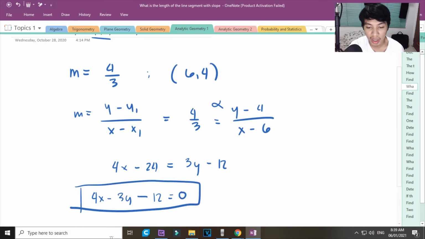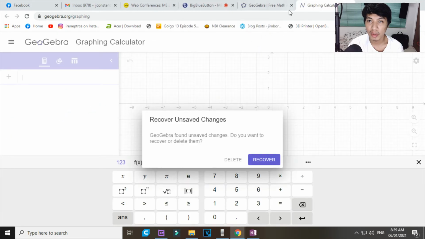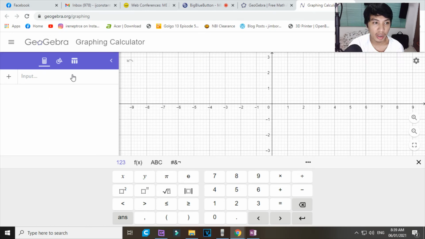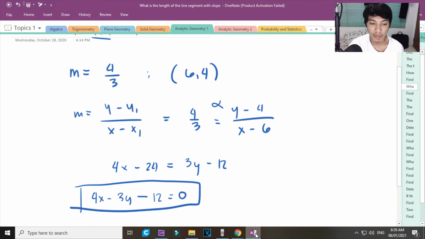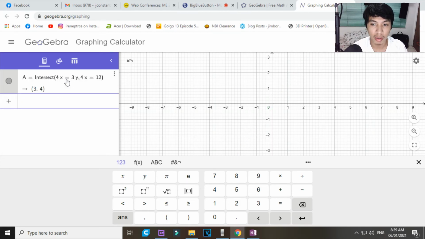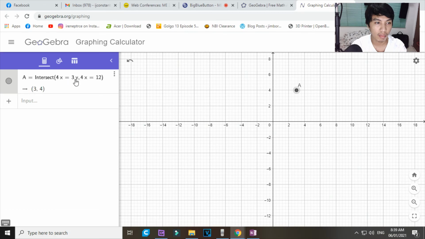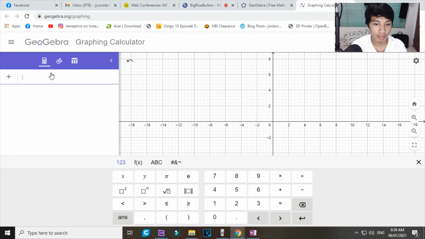We can plot it using our GeoGebra. So, plotting of points, graphing calculator. Okay. Let's input here what we got, 4x minus 3y minus 12 equals 0, or 4x minus 3y equals 12. There, this is the line. Those are our points.